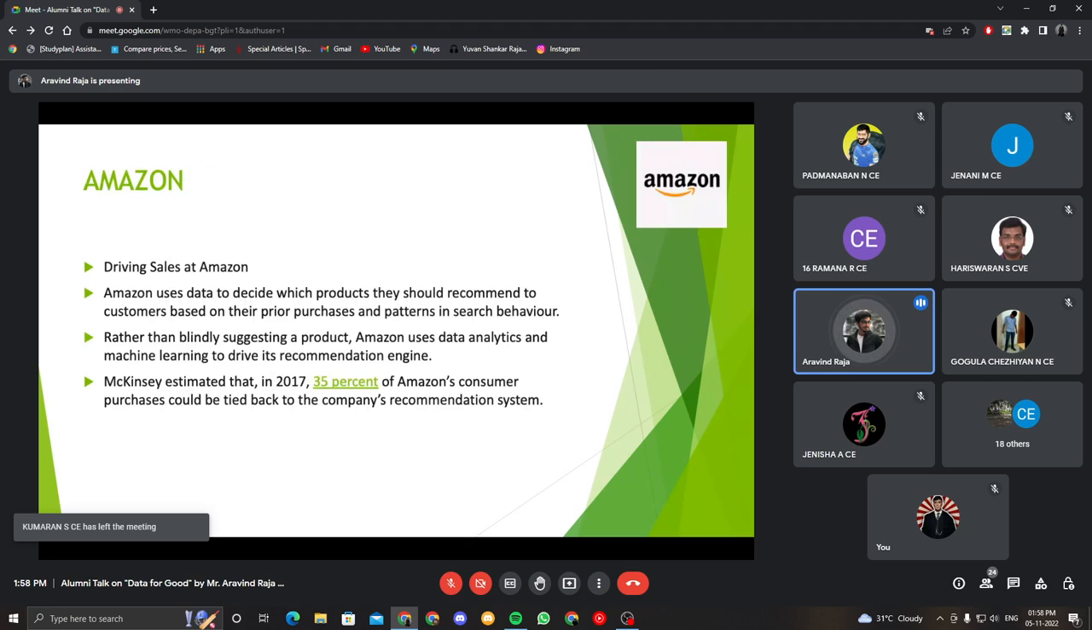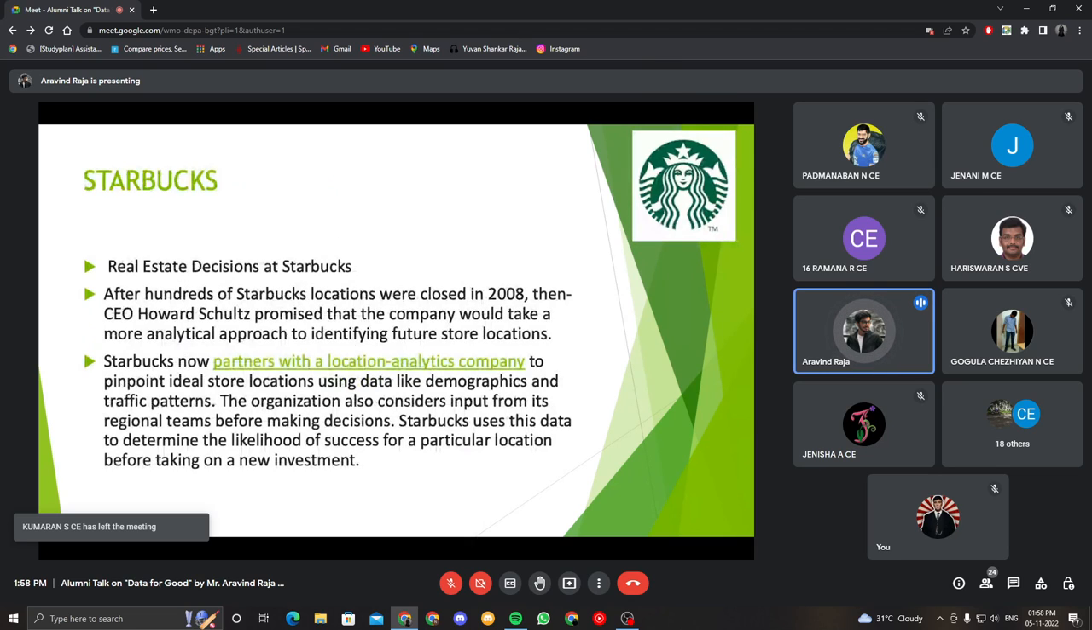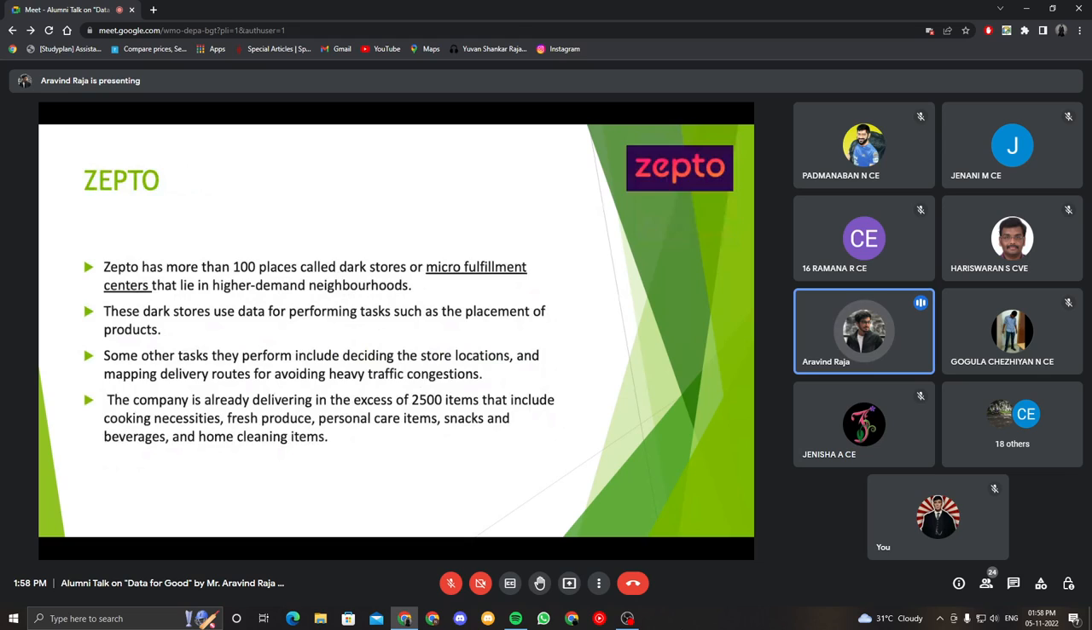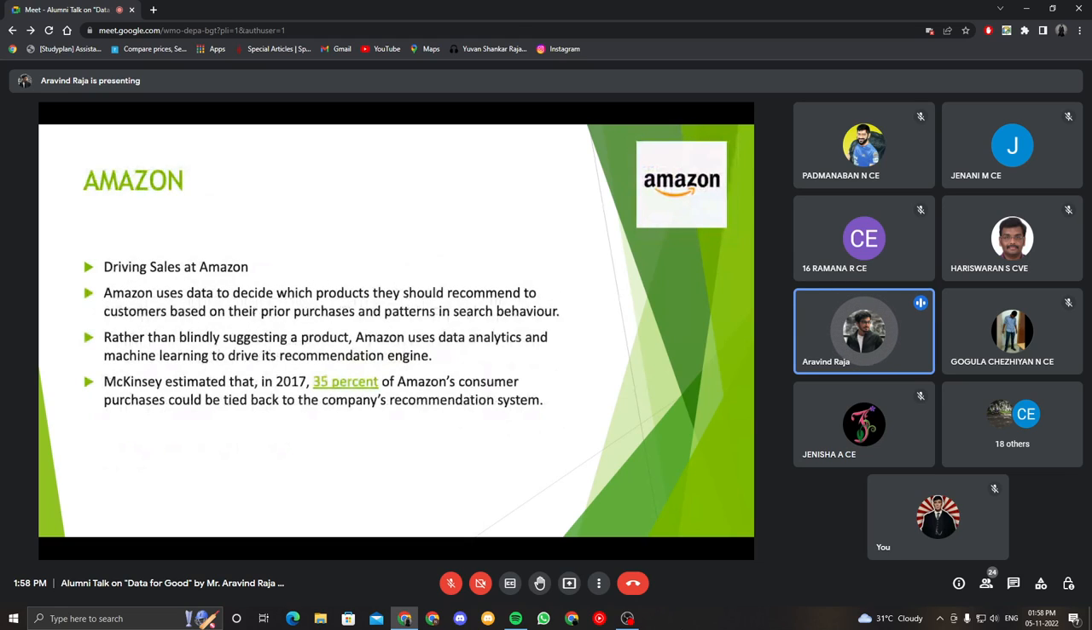Okay, so these are the four use cases which I wanted to talk about, and everything has data in it. They are doing prior data research before making any investment, and they are backing it with data. So data is what they are relying on to run a business. They are not relying on any other external factors.